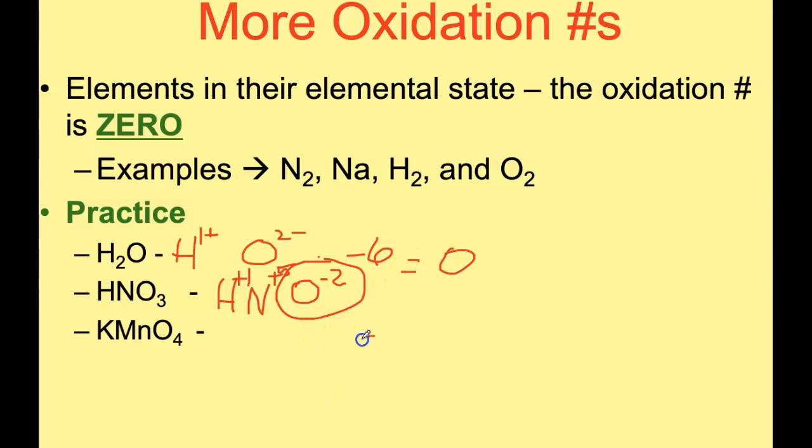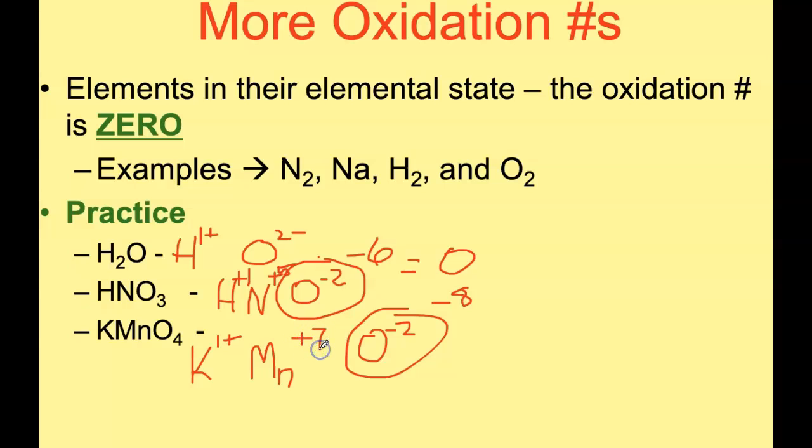So let's take a look at this last one. So we've got O. We know that O is -2, and there's 4 of them there. So the total is going to be -8. K, of course, is a group 1 metal, so it's going to be +1. So that means that Mn here must be +7, because obviously then it's going to allow that formula to equal 0. And so again, I'm just kind of playing with them and figuring them out, trying different things to see what works out.